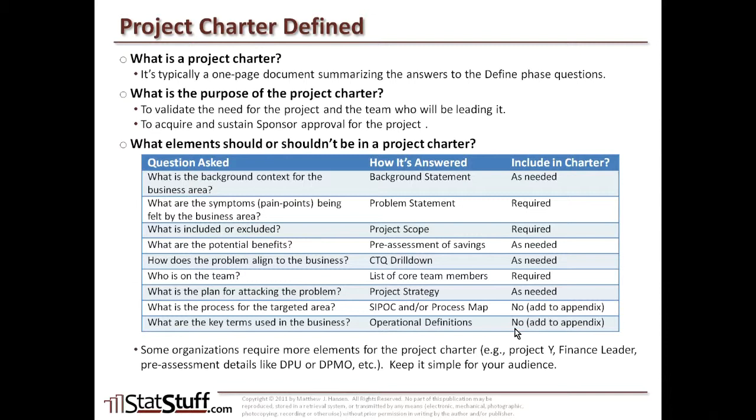Now, some organizations may require additional elements for the charter, for example, identifying what the project why is, who the finance leader is, pre-assessment details, or different terms like defects per unit or DPMO, which is defects per million opportunities, or some other key terms having those things defined. That's okay. If an organization requires it, then make sure that you include those elements as part of your charter if your organization requires that information. But if your organization does not require that, doesn't have any standards or a certain template defining the terms necessary for a charter, then typically you may not need to include those things. But you would at least need to include the things we've talked about before that are required.